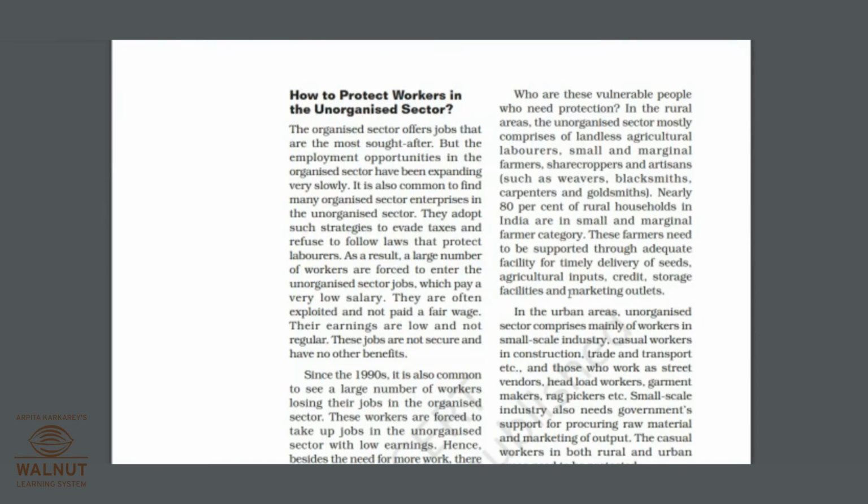As a result, a large number of workers are forced to enter the unorganized sector jobs, which pay a very low salary. They are often exploited and not paid a fair wage. Their earnings are low and not regular. These jobs are not secure and have no other benefits.